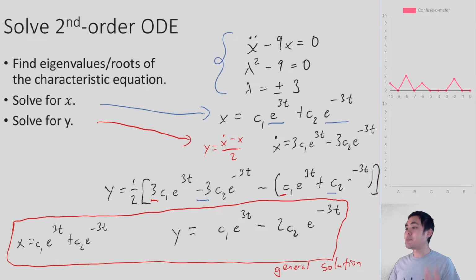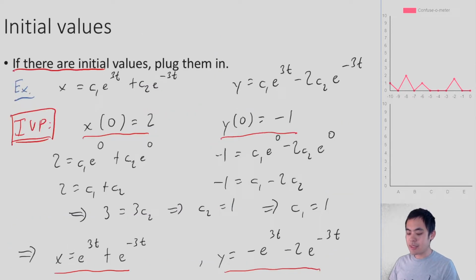Sometimes you want to pick a very specific example of such an equation, and in that case, that's only possible if you give initial conditions. So if you start at a particular place, so if you say at time 0, x is equal to 2, and at time 0, y is equal to minus 1, well then that gives you a specific solution.